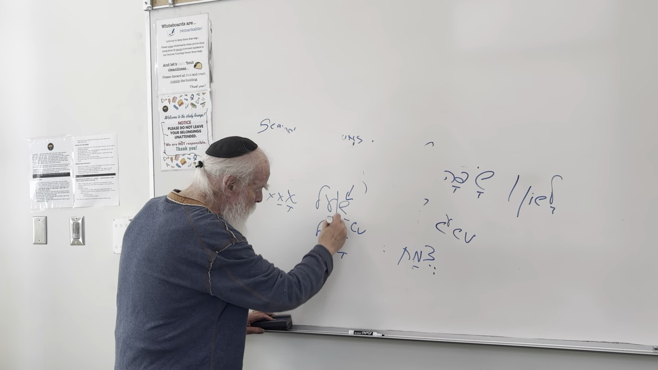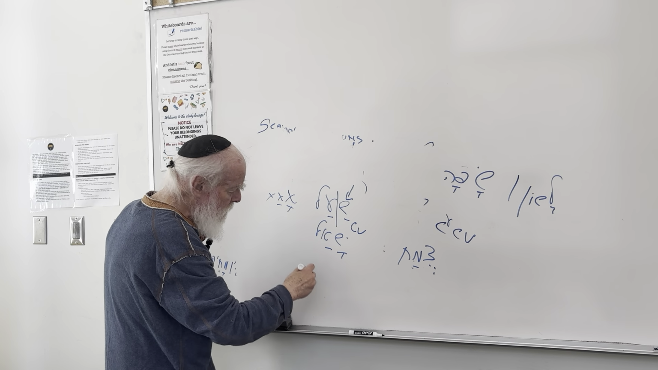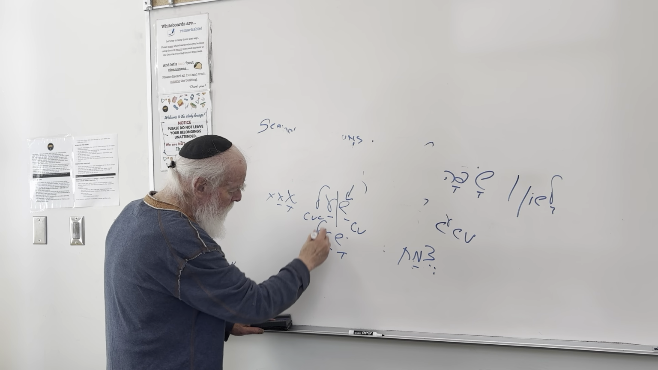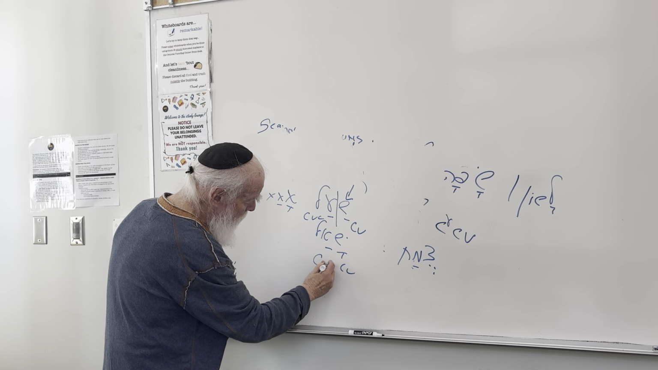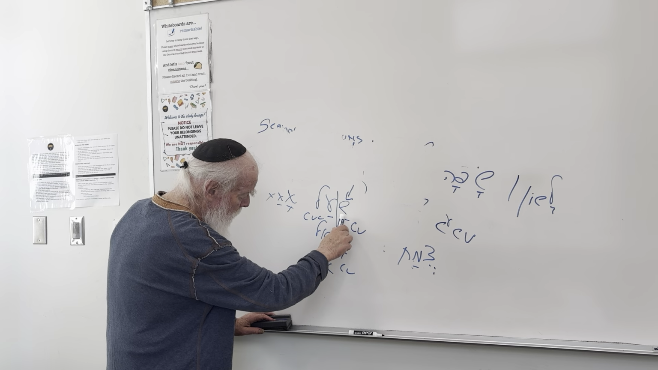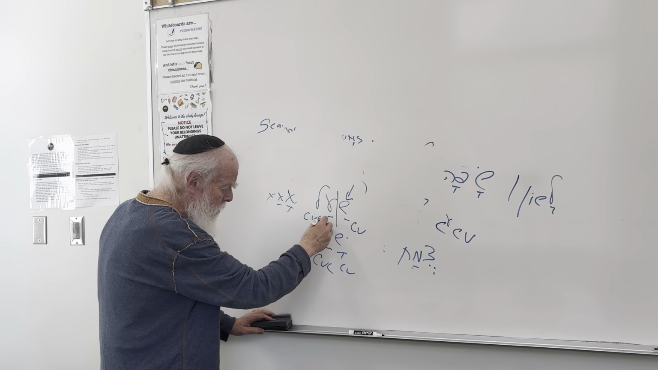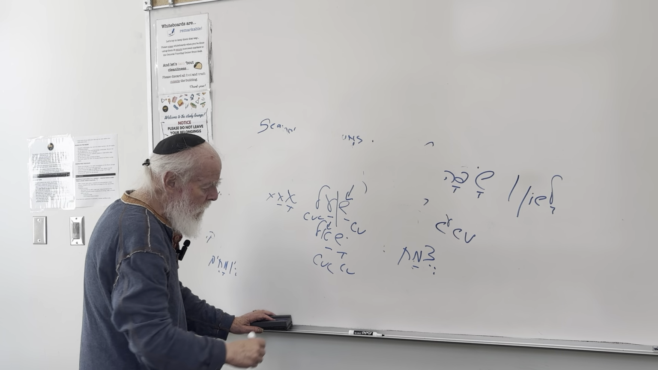CV is the first syllable, a short open vowel, and needs to be accented. The second syllable is CVC. The same thing here, CV and CVC. Only here you have an irregular syllable that needs to be accented. Here you have the traditional accent on the last syllable.